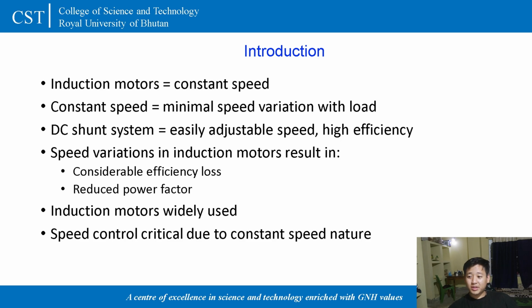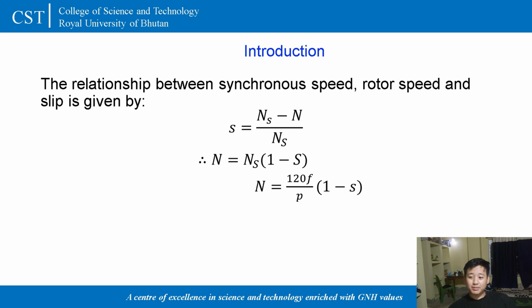The relationship between synchronous speed, rotor speed and slip is given by the formula s = (Ns - N)/Ns, where N, the rotor speed, is given by Ns(1 - s). Ns is the synchronous speed, which is given by 120f/P. After substituting 120f/P in the above formula, we get N = (120f/P)(1 - s). From this equation, we can see that the speed of the induction motor can be varied by varying frequency, poles and slip.